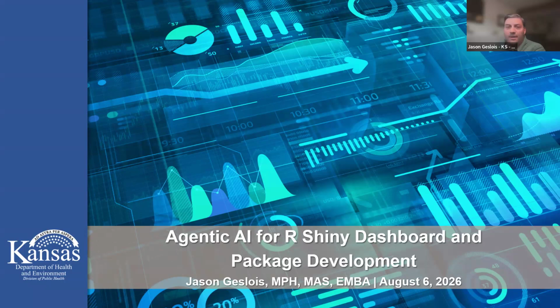All right, so hello everyone. I'm Jason Geslois, again, Senior Epidemiologist at Kansas Department of Health and Environment. And today I want to talk about a fairly new way of working with AI, at least for most of us in public health, when we build tools in Shiny. Most of us have used a chatbot to ask a coding question. What I want to show you is a step beyond that, so that AI can actually work inside a project, write code, run it, see what happens, and fix its own mistakes. And that's what people mean when they say agentic AI.